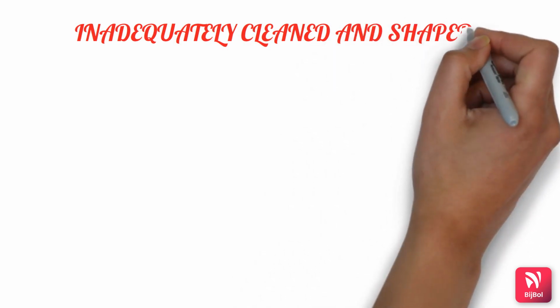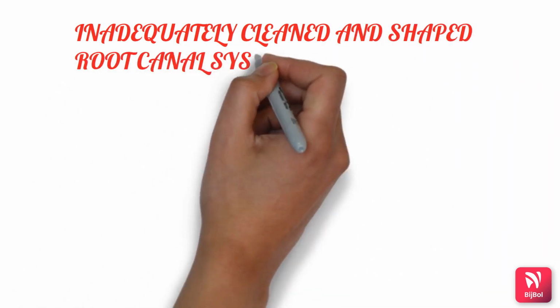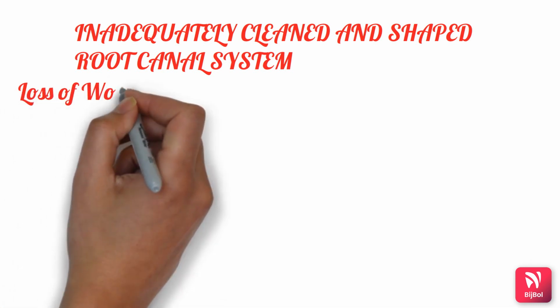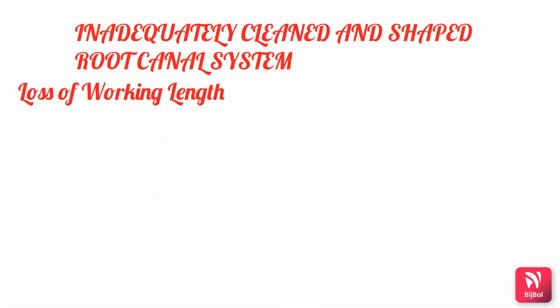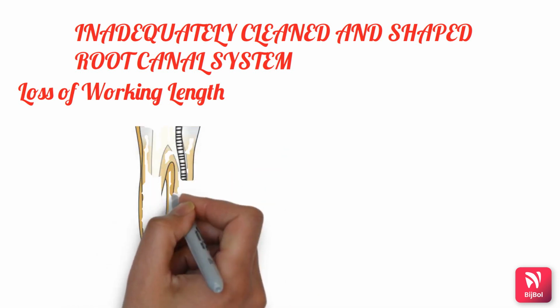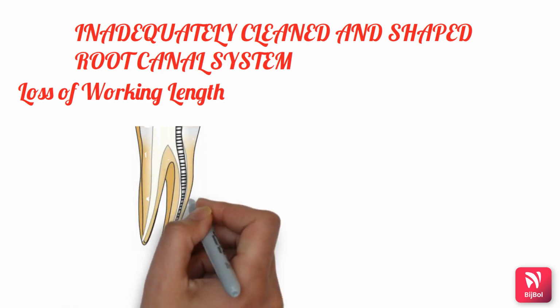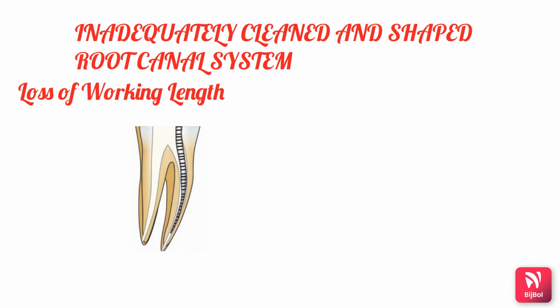First and foremost is inadequately cleaned and shaped root canal systems. The main objective of cleaning and shaping is to remove the pulp tissue, debris, and bacteria, and to shape the canal for obturation. Errors during cleaning and shaping include the loss of working length. This is a common procedural error. It is noted only on the master cone radiograph, or when the master apical file is short of the established working length. So what is the etiology of it?